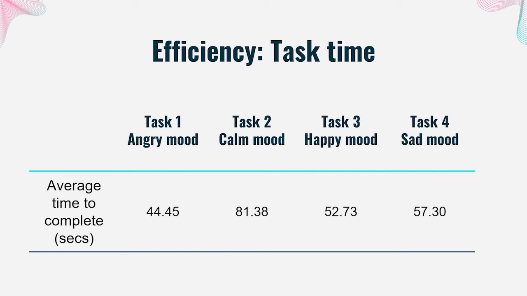And the result from this experiment: participants completed task 1 in 44.45 seconds, which means it's significantly faster than the others. The average time taken to complete task 2 is 81.38 seconds. Task 3, 52.73 seconds. And 57.3 seconds for task 4. From this result, it can be concluded that participants took a longer time to complete task 2. Why is that? Probably because the participants are confused by the design elements incorporated into the visual texture to represent calm mood.